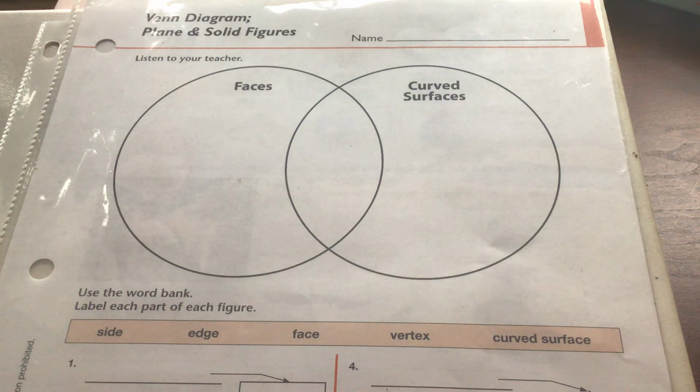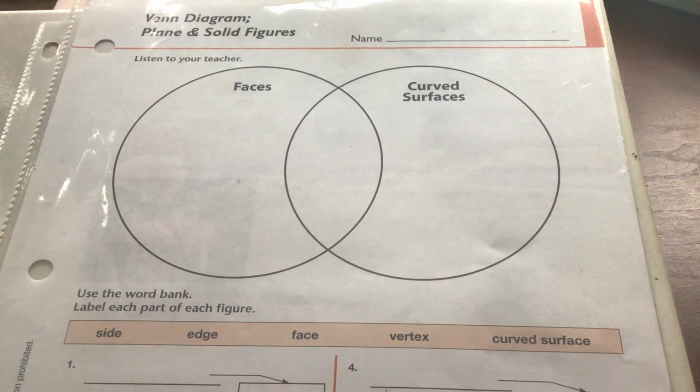Today we're comparing the plane shapes, which are your two-dimensional flat shapes, and your solid ones, which are three-dimensional. In this top section, we're going to look specifically at the solid shapes.